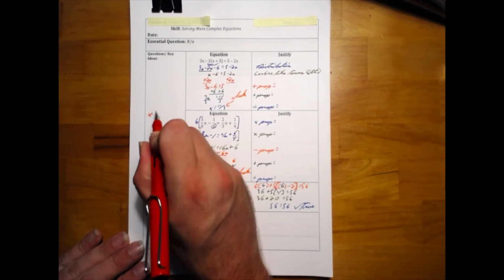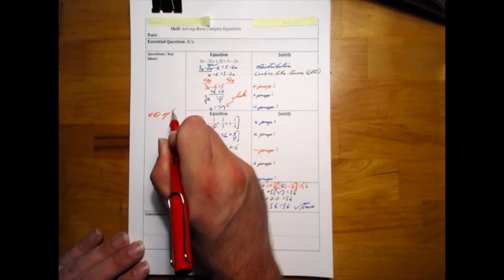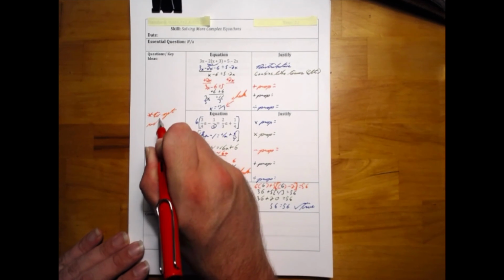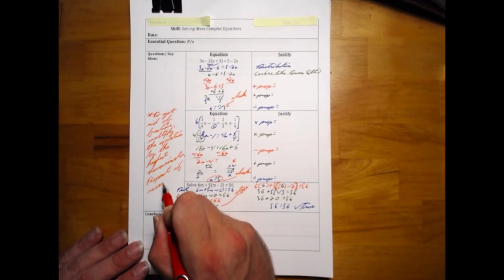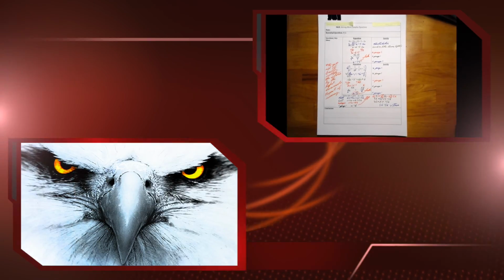So to get rid of fractions, I multiply the equation by the highest denominator. This is a process that I'll repeat as many times as I need to make sure that those fractions are gone, and then I continue the work.